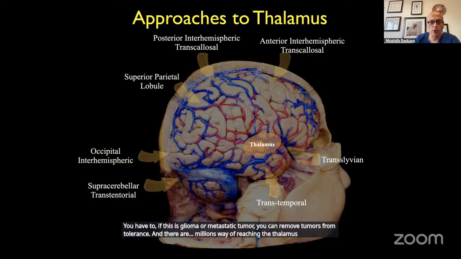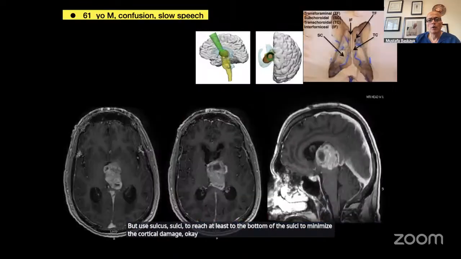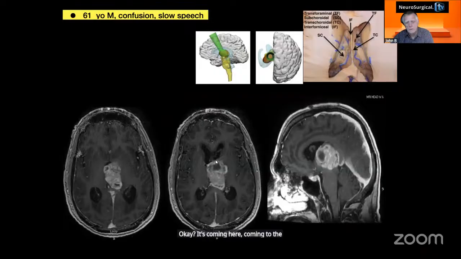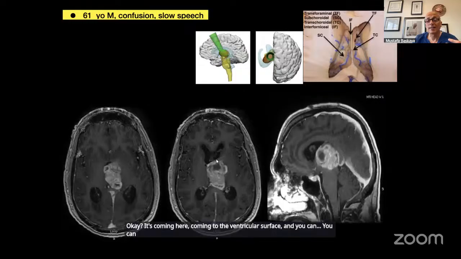Avoid transcortical entry if you can. It's not the end of the world if you have to do transcortical entry, but use sulci to reach at least to the bottom of the sulci to minimize the cortical damage. Okay, so this is a perfect case for the anterior interhemispheric transcallosal approach. Okay, it's coming to the ventricular surface, and you can dissect the choroidal fissure to get the third ventricular part.